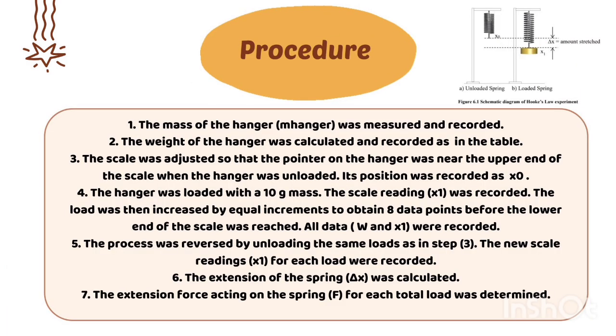The mass of the hanger was measured and recorded. The weight of the hanger was recorded and calculated as W in the table. The scale was adjusted until the pointer on the hanger is near the upper end of the scale when the hanger is unloaded, and the position was recorded as X0.